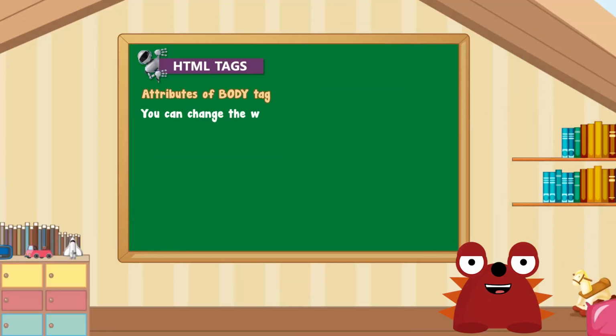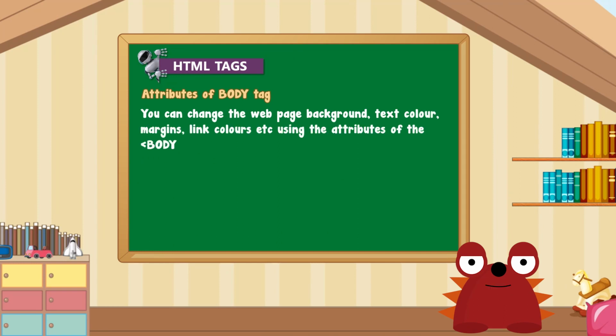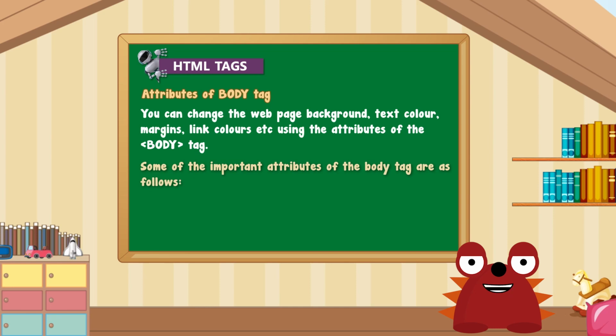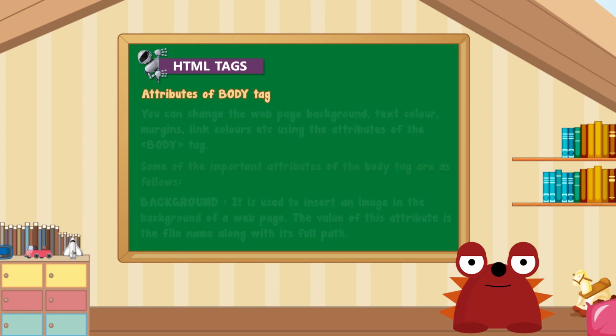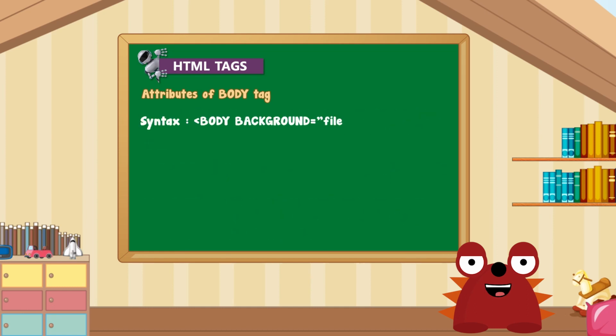You can change the web page background, text color, margins, link colors, etc. using attributes of the body tag. These are some of the important attributes of the body tag. Starting with background, it is used to insert an image in the background of a web page. The value of this attribute is the file name along with its full path. Syntax: body background is equal to file path.